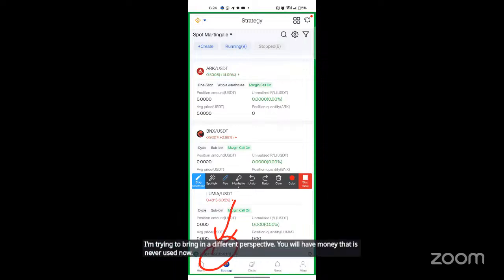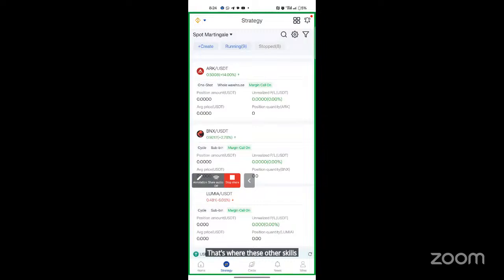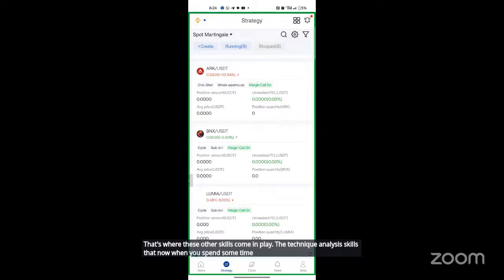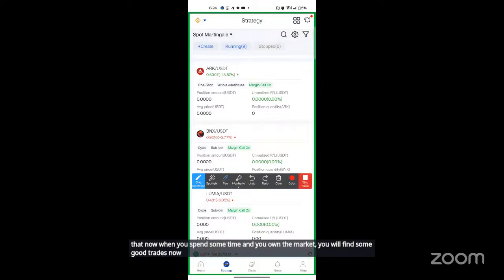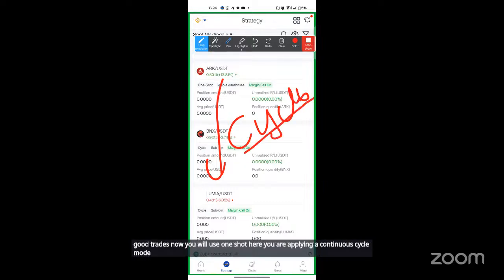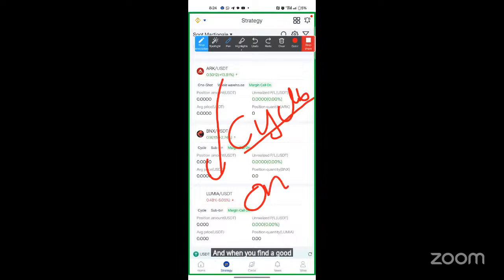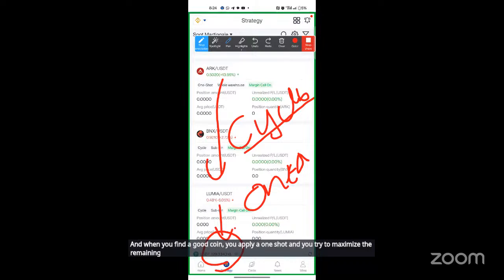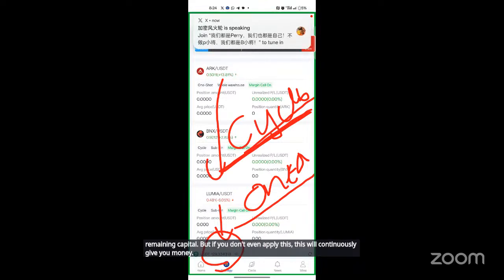That's where these other skills come into play, the technical analysis skills. When you spend some time and you own the market, you will find some good trades. Now you will use one shot. Here you are applying a continuous cycle mode. And when you find a good coin, you apply a one shot and you try to maximize the remaining capital. But even if you don't apply this, this will continuously give you money, and it will never get you stuck.